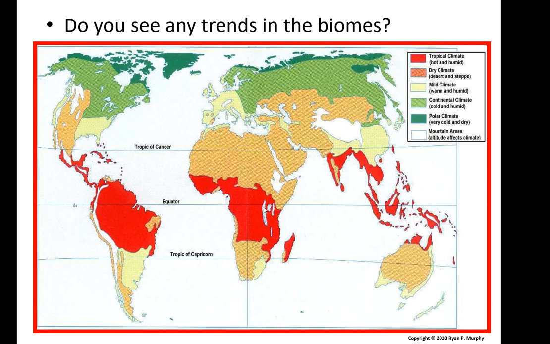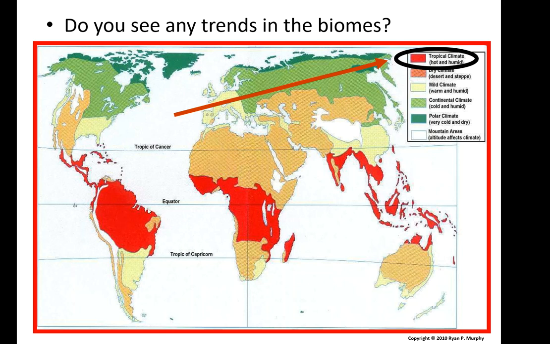So if we have red, this is going to be a very hot and humid, a dry climate. If you see kind of an orange here, we find more of a dry climate, similar to a desert. Then we have a mild climate, then a continental climate, polar climates, and then finally our mountain areas. As you're looking at the map and noticing trends, I'm going to go ahead and start moving through. Let's start with taking a look at our tropical climates.